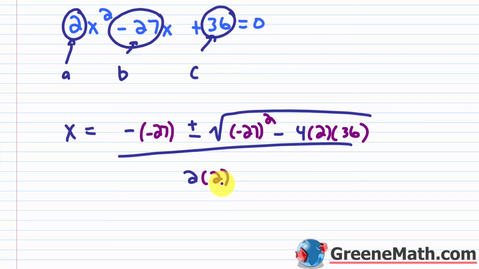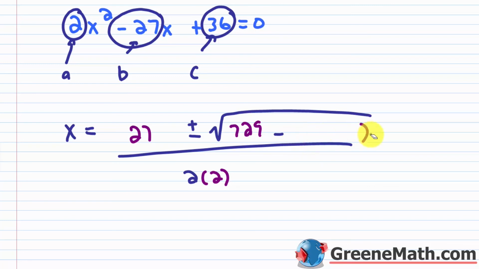The negative of negative 27 is 27. Okay, so that's easy enough. Negative 27 squared is 729. So this would be 729. Negative 4 times 2 is negative 8. And then negative 8 times 36 is negative 288. So this is basically minus 288. If I do that calculation real quick, I'm going to get 441, right? 729 minus 288 is 441.